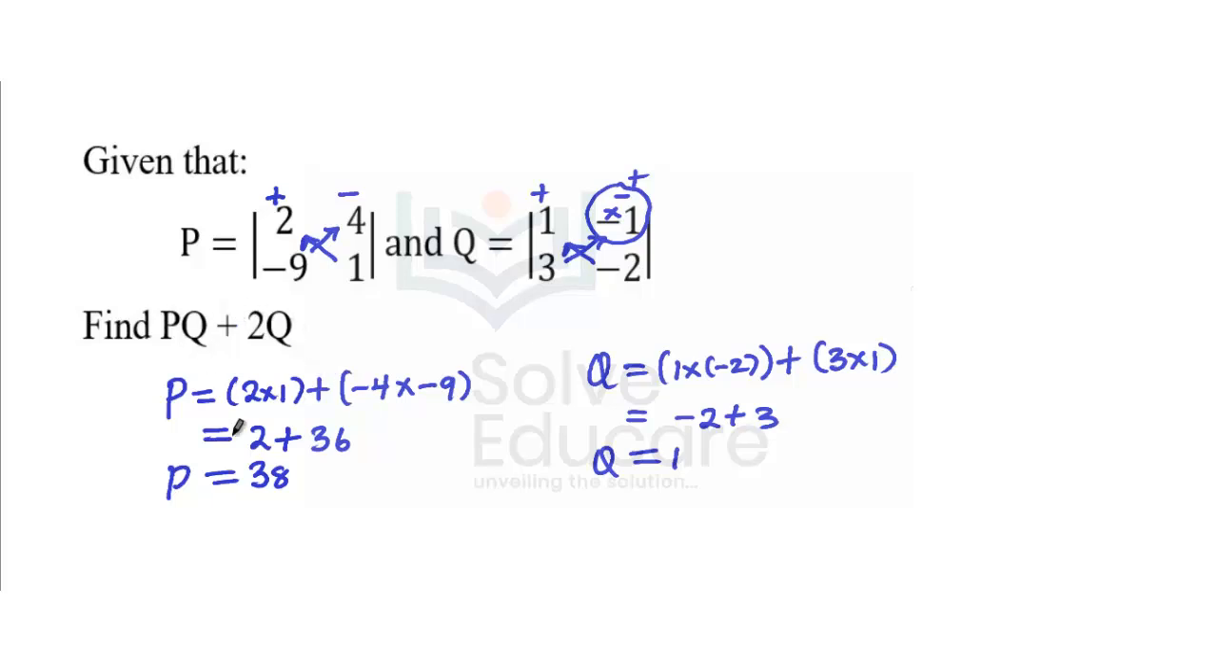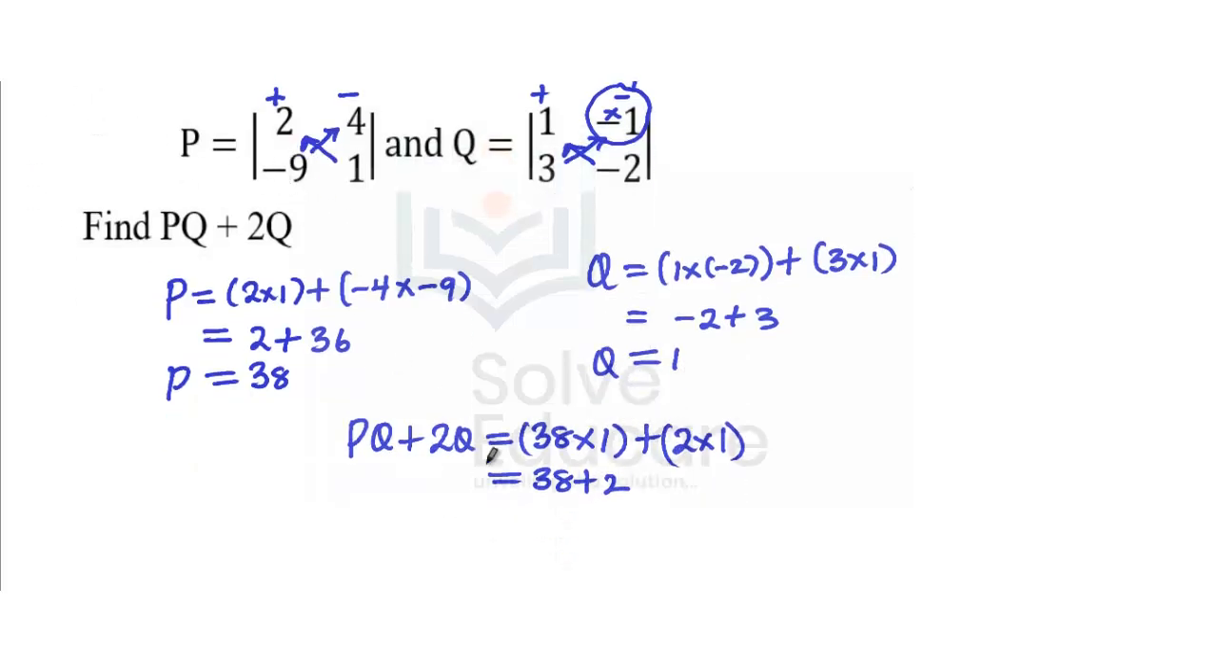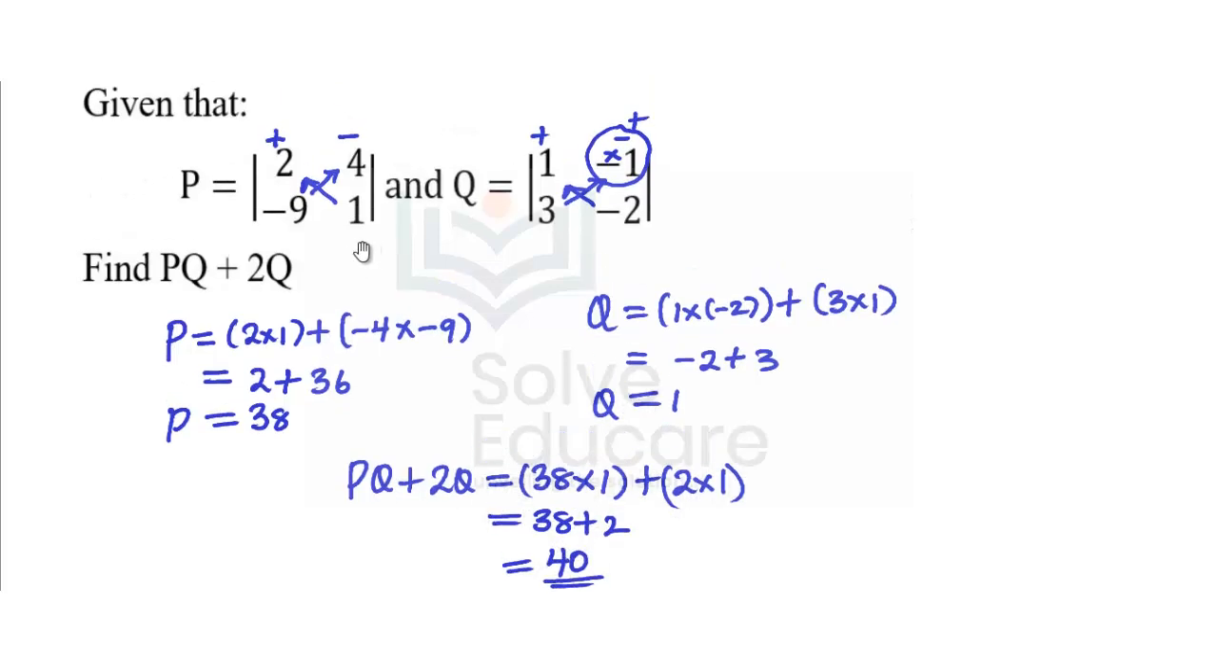So now we can evaluate what the question asks us to do. It says PQ plus 2Q. So therefore PQ plus 2Q would be: what is P? That is 38, multiplied by Q, that is 1, plus 2Q, that is 2 multiplied by Q, that is 1. So finally 38 times 1 is 38, plus 2 times 1 is 2. So our final answer will be 38 plus 2, and that is 40. I believe this is the answer WAEC is expecting from their students.